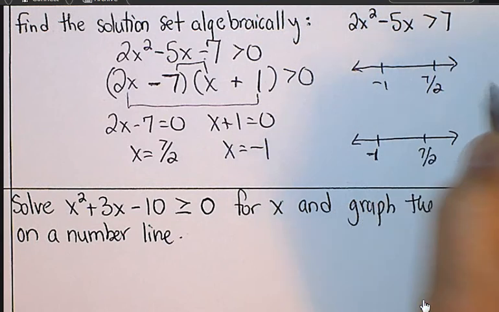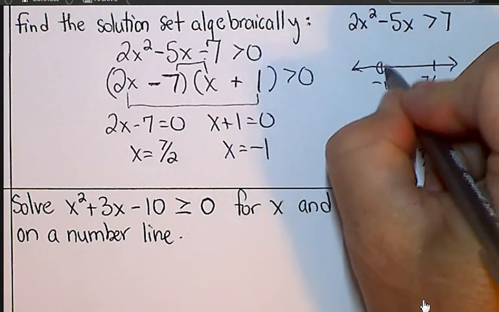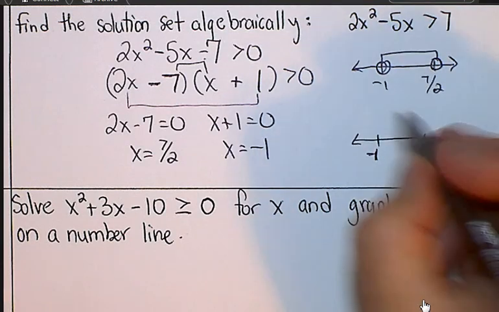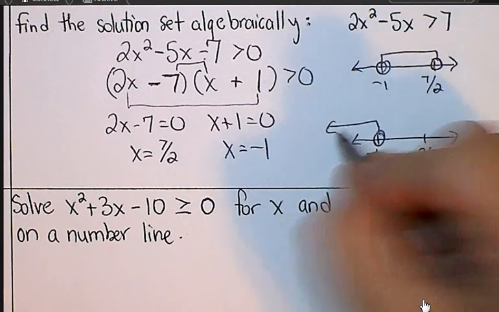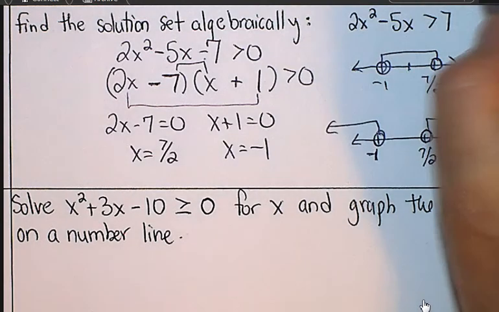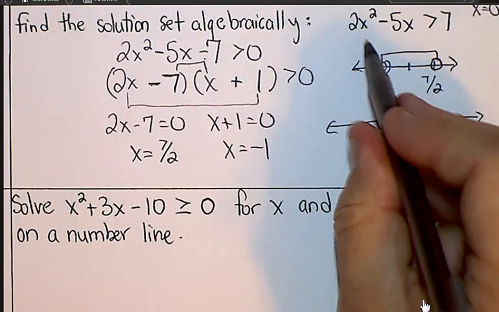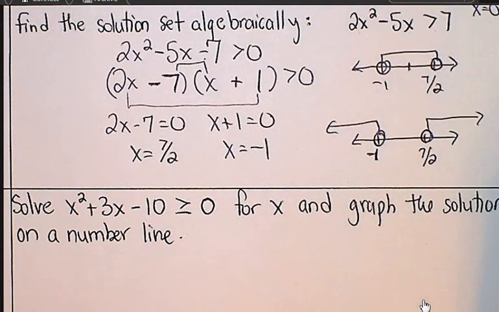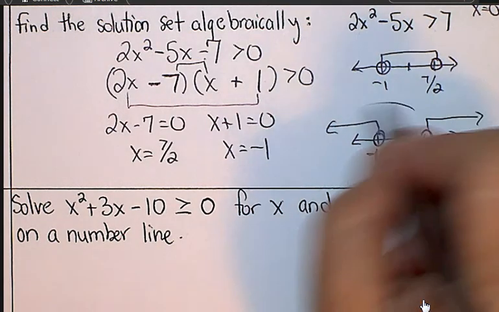So your answer is, since it's strictly greater than, either going to be those two as endpoints, or everything less than negative 1 and everything greater than 7/2. So again, pick a point between those two. 0 is another good point to try, so I'm going to let x equal 0. I plug 0 in, I'm going to get 0 minus 0 is greater than 7. Once again, that's false, and since that's false, we're going to select that as my solution set.